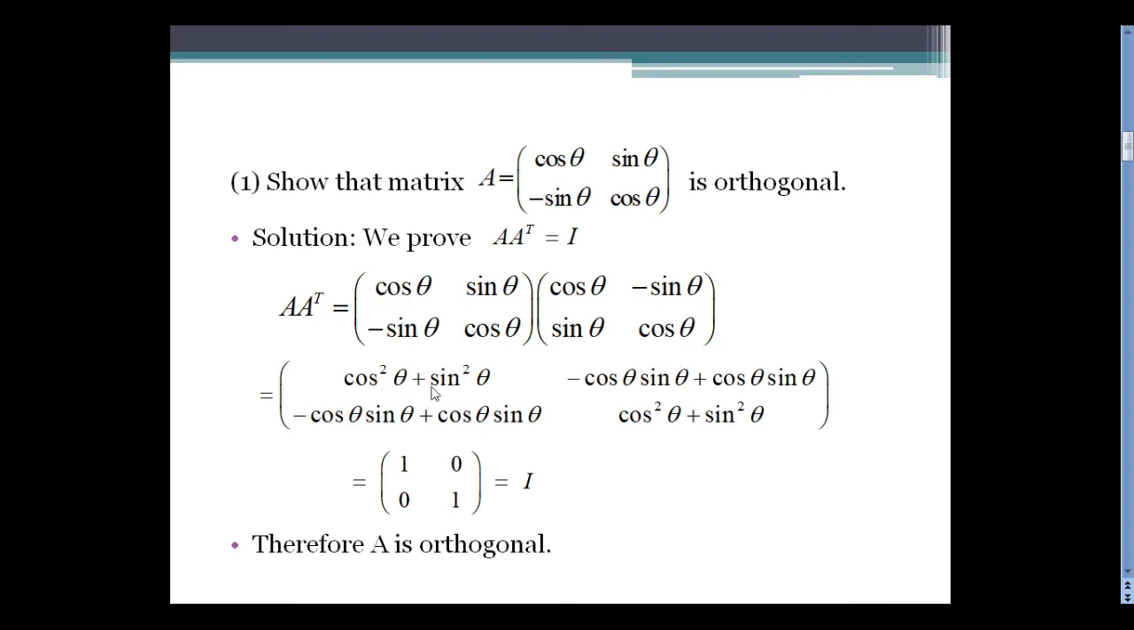Now you know the identity, cos square theta plus sin square theta, which is 1. Then these two will cancel, we get 0. Then here you will get 0. Then cos square theta plus sin square theta equal to 1. So this is nothing but the identity matrix I. So we get A into A transpose is equal to I, which satisfies the orthogonal condition. Therefore, the given matrix is orthogonal.